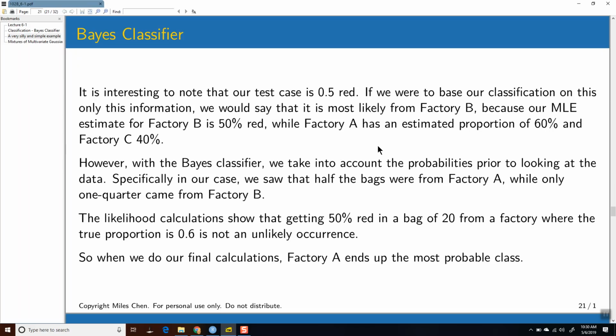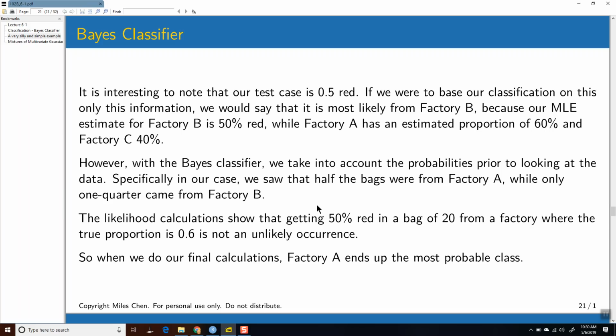Our test case is 50% red, and if we were to base our classification on only this information, we would say it's most likely to come from B because our MLE estimate for B is 50% red, whereas factory A has 60% and factory C has 40%.